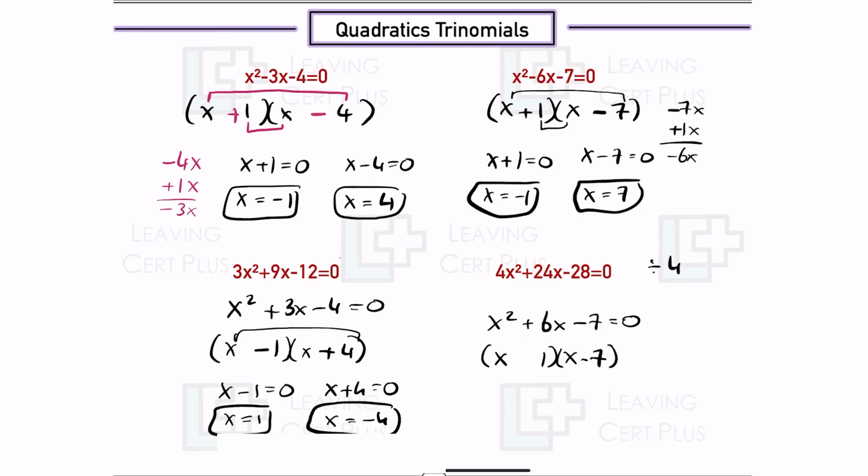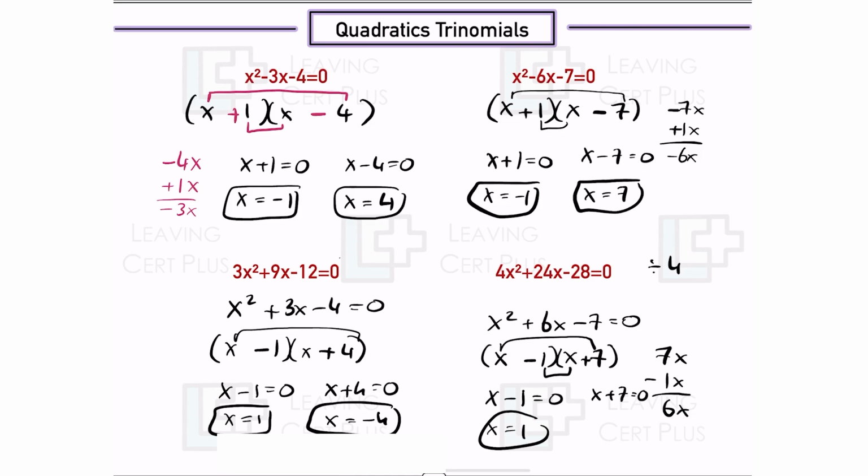So you want a positive 7, because that's going to give you a 7x. And then a minus 1 will give you a 6x altogether. That's going to be a minus 1. And then just to check, 7 by minus 1 is going to give you that minus 7, so it all works out. So now you want to put each bracket equal to 0. So x minus 1 is equal to 0, so x is equal to 1. And x plus 7 is equal to 0, so x is also equal to minus 7. So your 2 answers. That's the first type we need to remember.